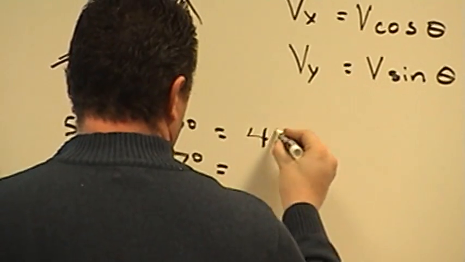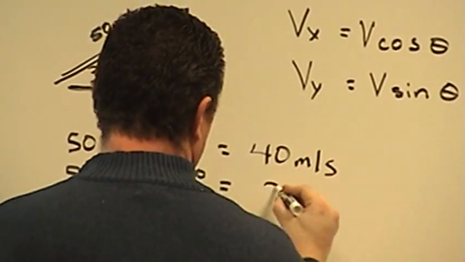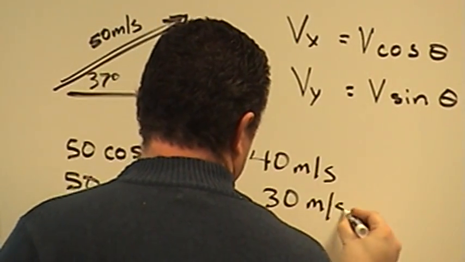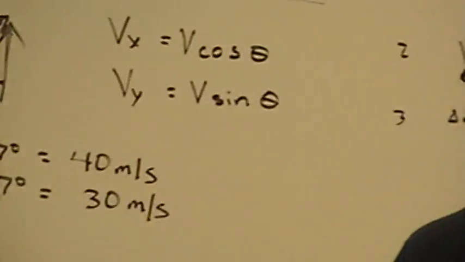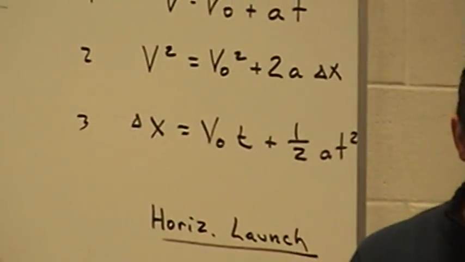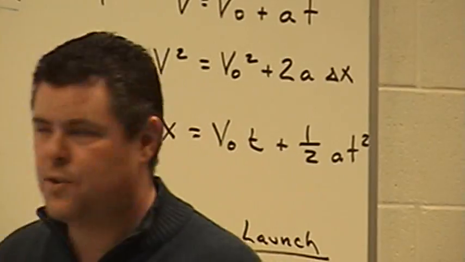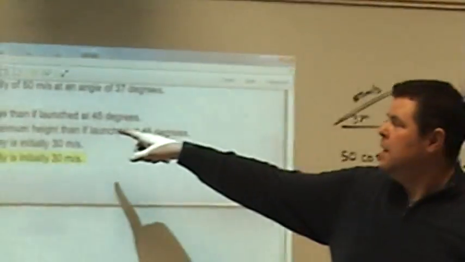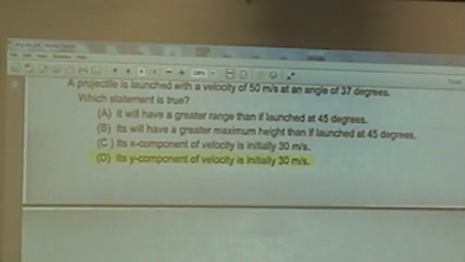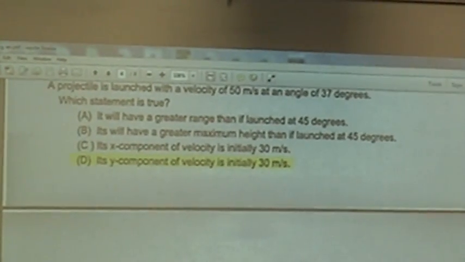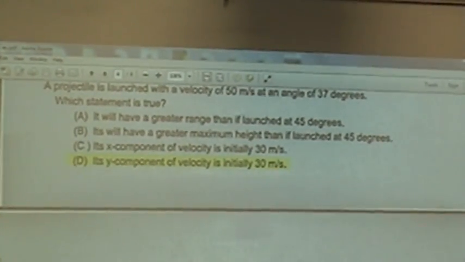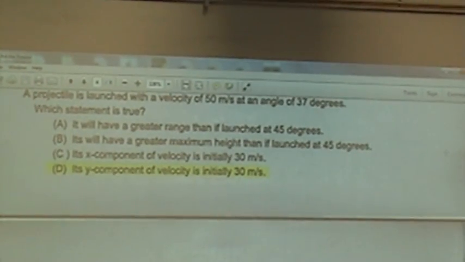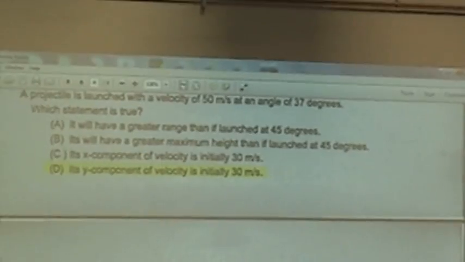But you get about 40 meters per second and 30 meters per second. Really, that's all we need to do to answer this question, but we could keep going and solve for it if we wanted to. It'd be a lot of fun. It's not going to have a greater range than 45 degrees. 45 degrees is the angle at which objects achieve the maximum range. If you want to launch something as far as you possibly can, 45 degrees is your magic number.